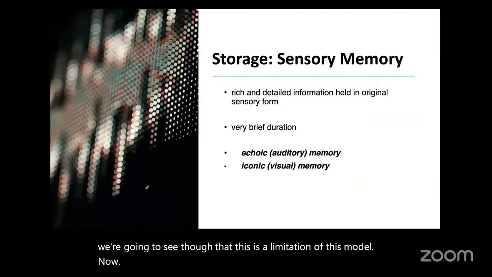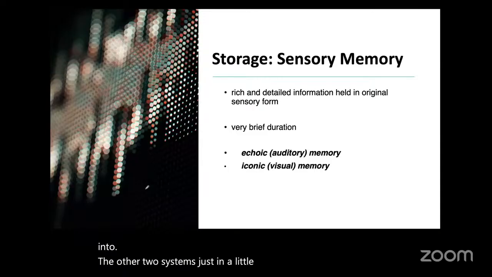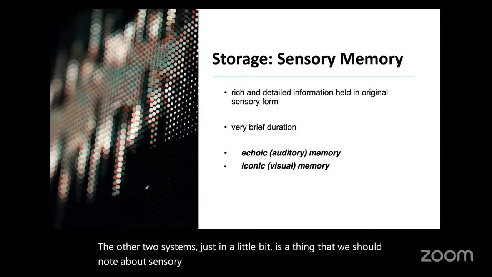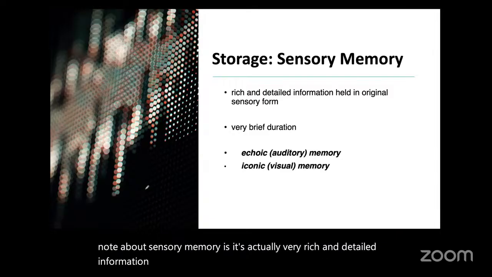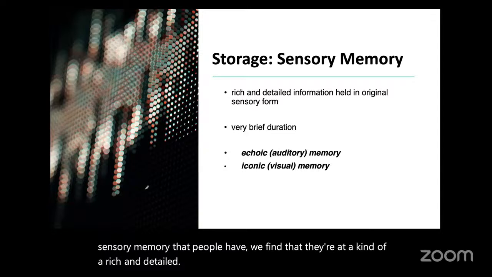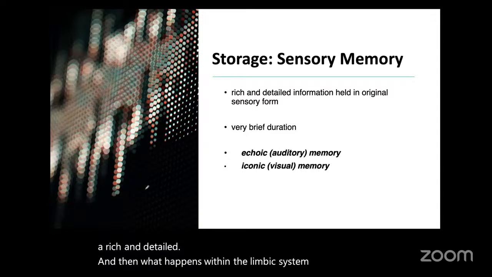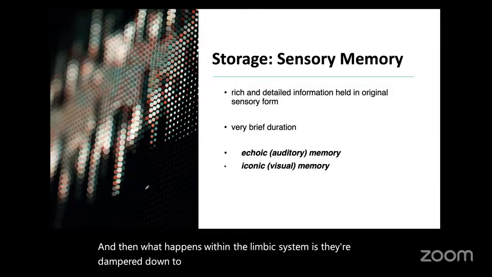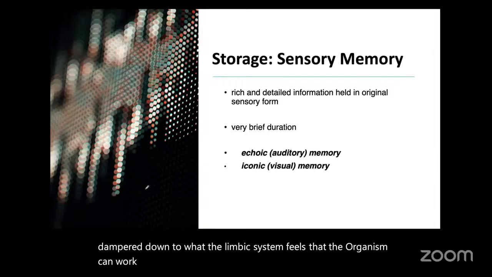Now, I do want to talk about sensory memory before we get into the other two systems. A thing that we should note about sensory memory is that it's actually very rich and detailed information. When we use devices to detect the sensory memories that people have, we find that they're at a rich and detailed intensity. And then what happens within the limbic system is they're dampened down to what the limbic system feels that the organism can work with. And it occurs on a very brief duration.